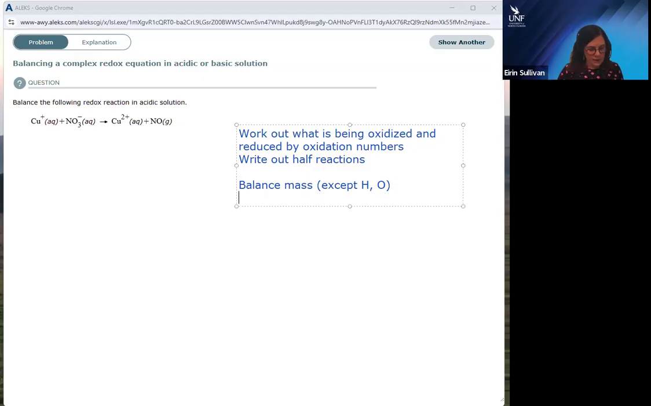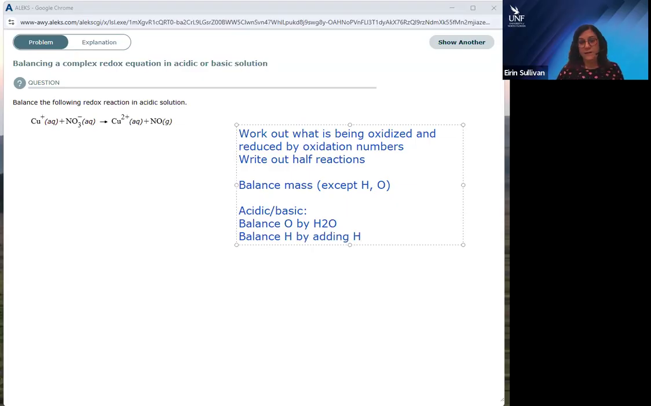Then if we are in acidic or basic solution, we're going to do a few extra steps. If there's any oxygen, you're going to balance oxygen by adding water. Of course, that gives you a problem because you may be adding hydrogen where there wasn't any hydrogen before. Then you're going to balance any hydrogen by adding H+. If you're in acidic solution, that is just fine and dandy.